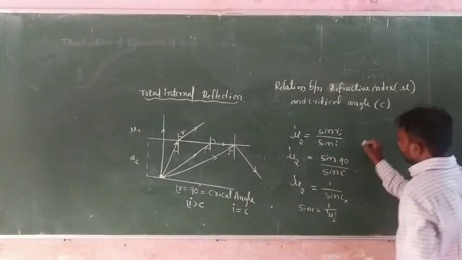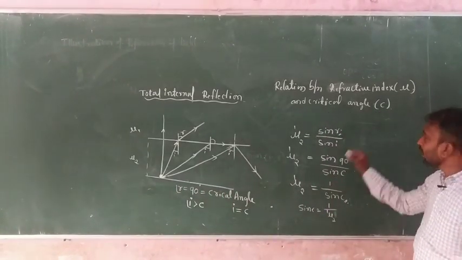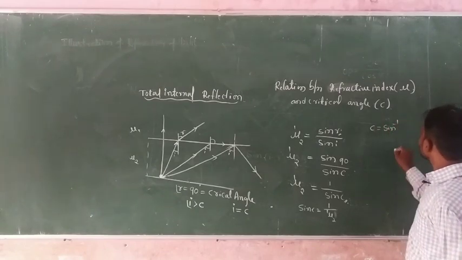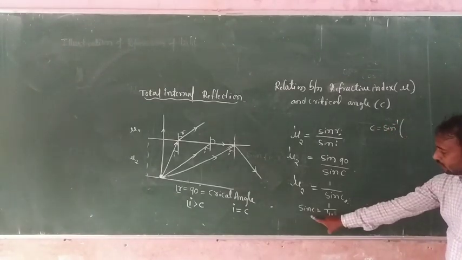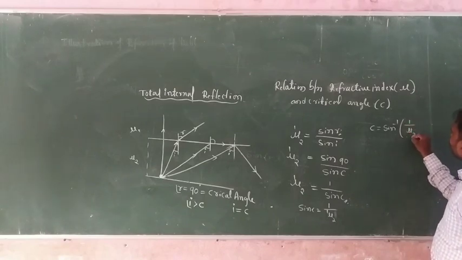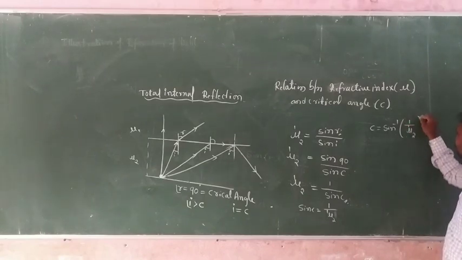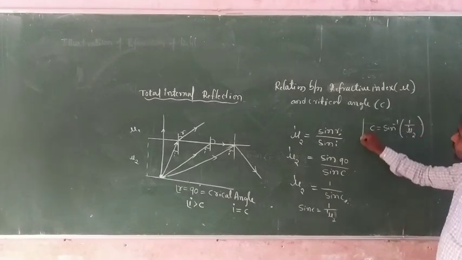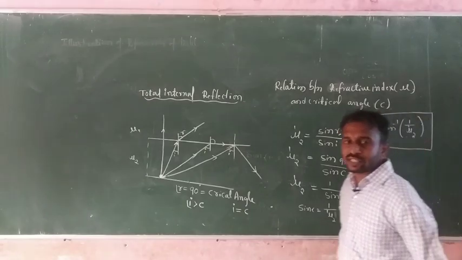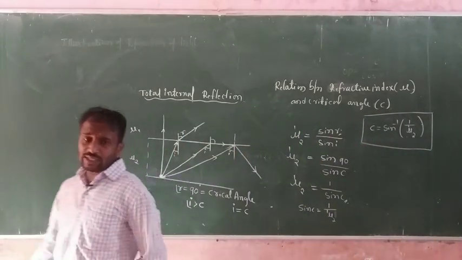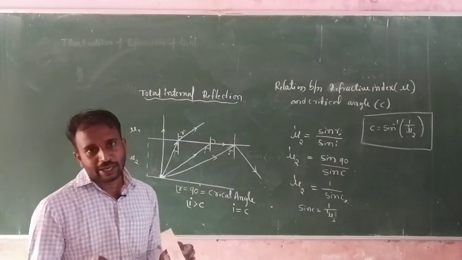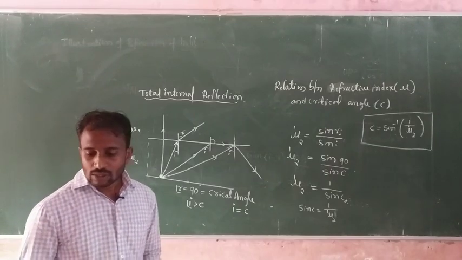So to calculate the critical angle, C is equal to sine inverse of 1 by the refractive index of the second medium with respect to the first medium. This is the critical angle formula, the relation between refractive index and critical angle. Okay, next.